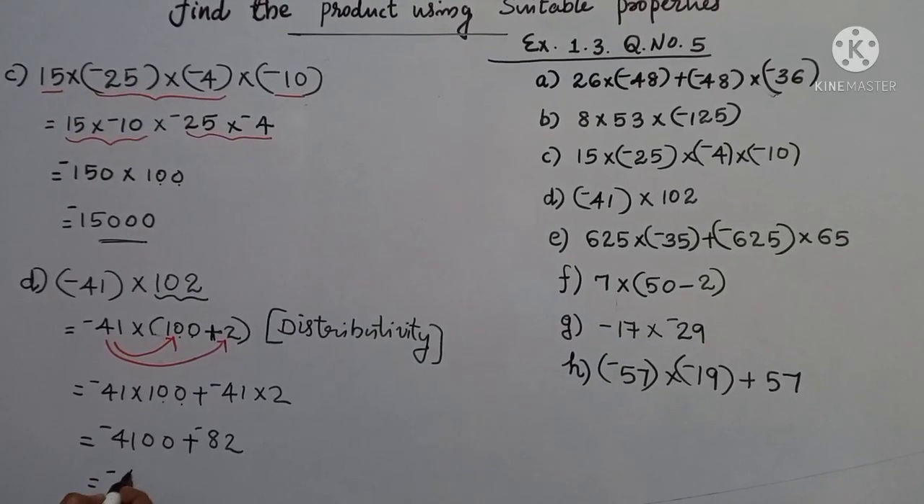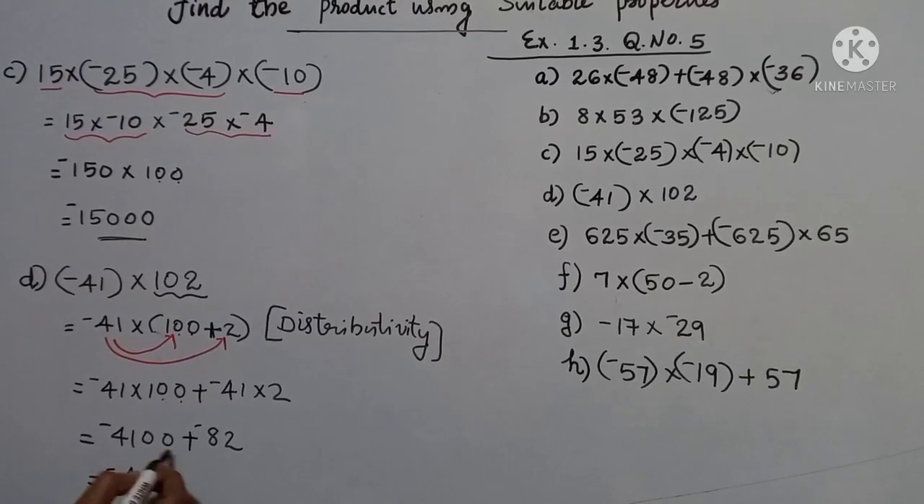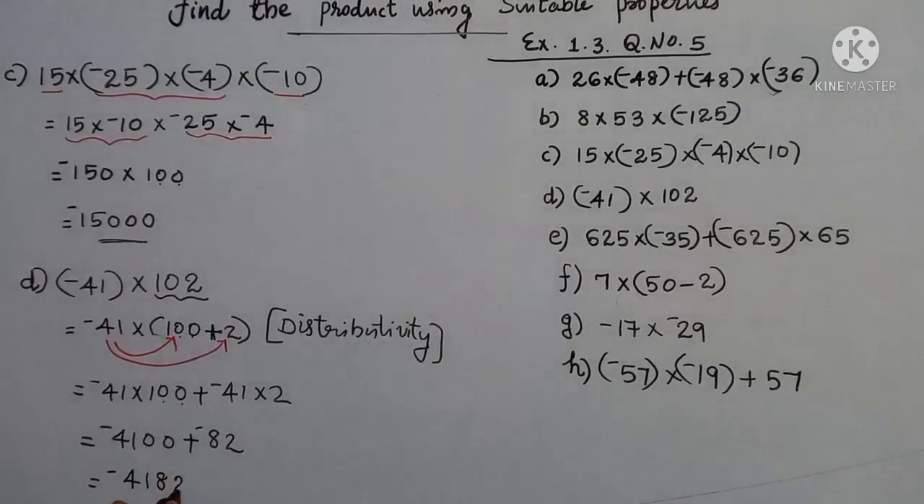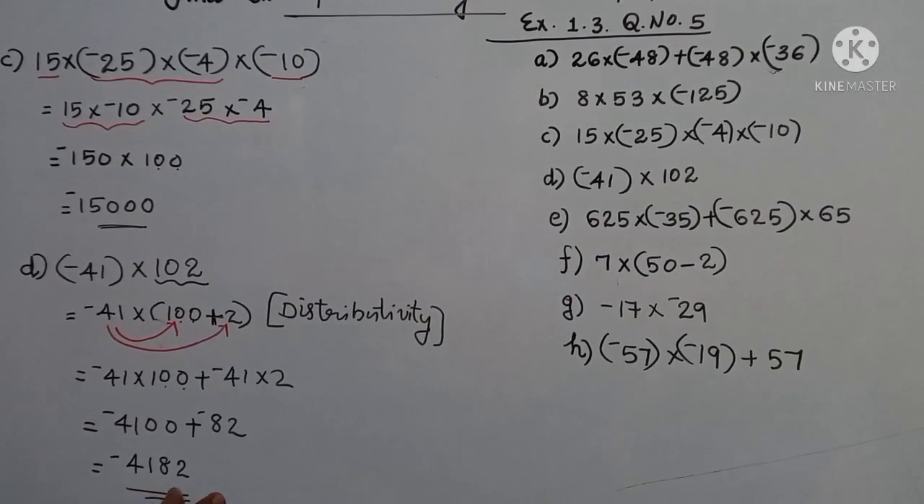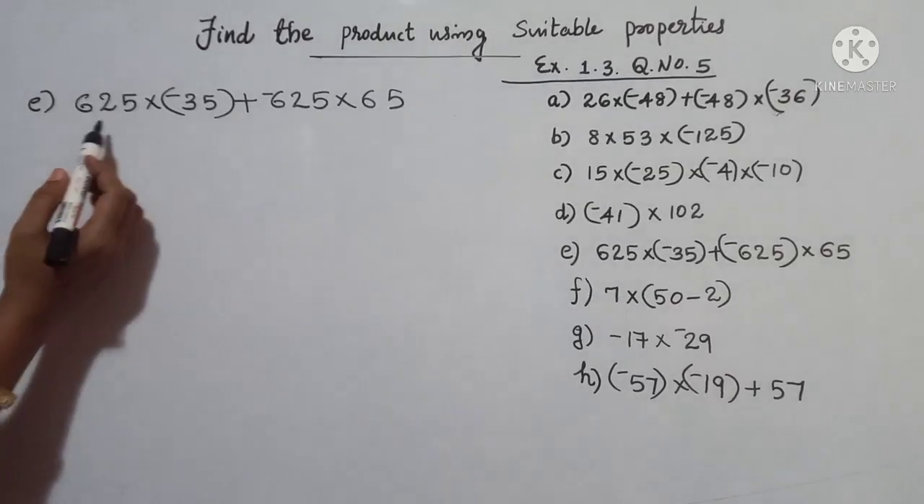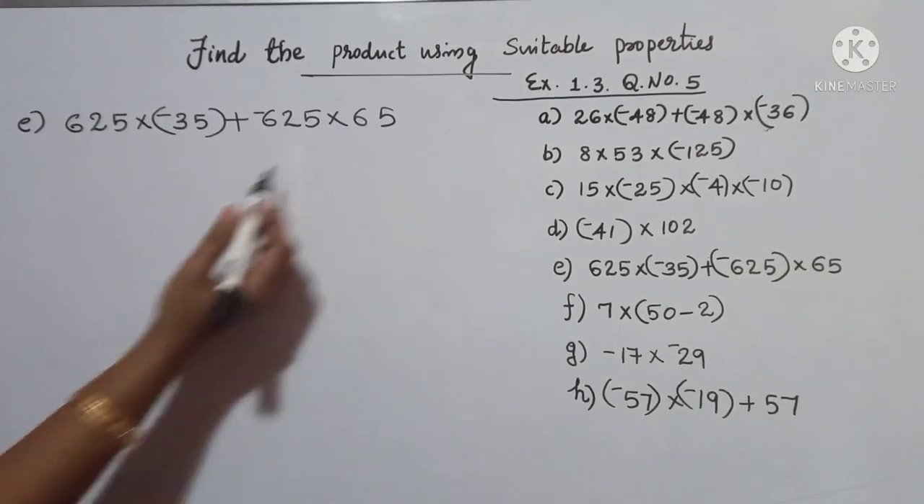Add this. Very easy to add right now. Minus 4182. So that answer is minus 4182.